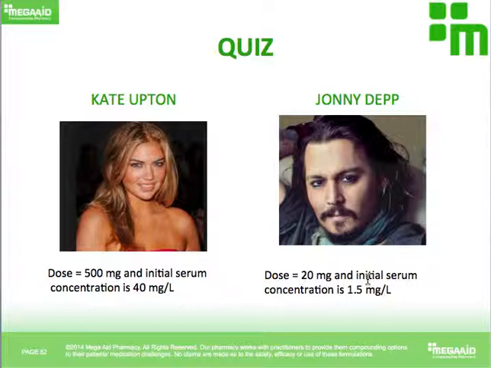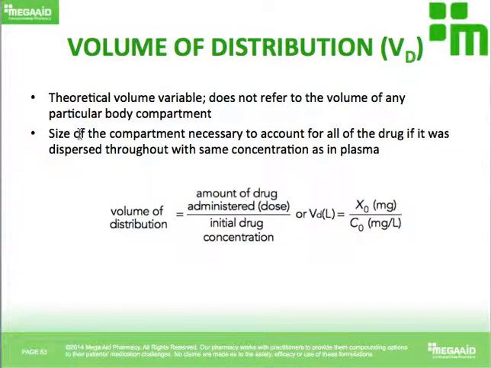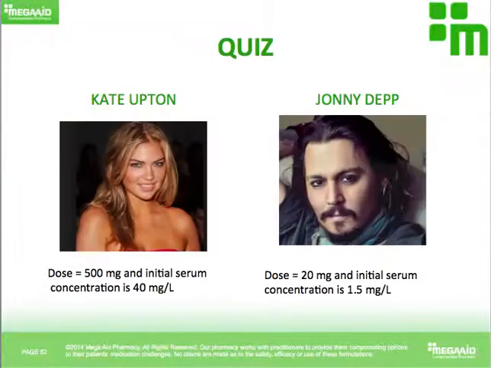So now this is a good time to pause the lecture. I'm going to move to the solution, but you're welcome to work on it yourself and then listen to me going over the explanation. So we remember that volume of distribution is a theoretical volume variable. It doesn't actually refer to a specific volume of any compartment like an arm or a leg. And we can calculate the volume of distribution based on the formula. All we need to know is the amount of the drug that was given, or the dose, and the initial drug concentration that was measured. And we actually have all of that information. So all we have to do is just basic math, plug it in, and see which one of these two patients will have a greater volume of distribution.